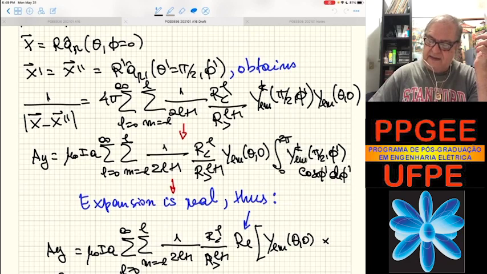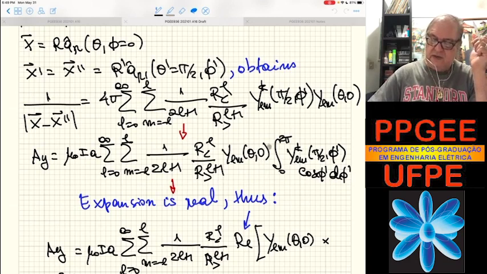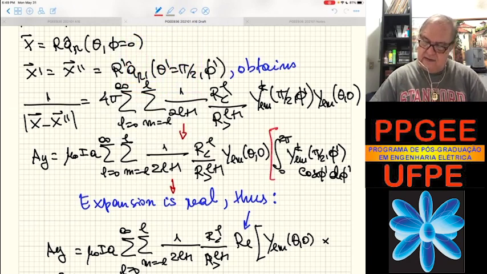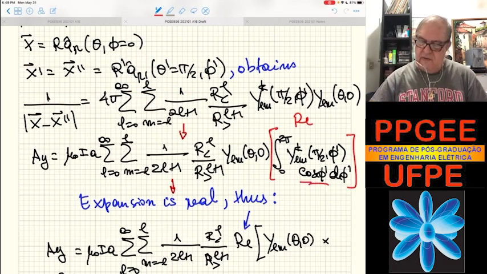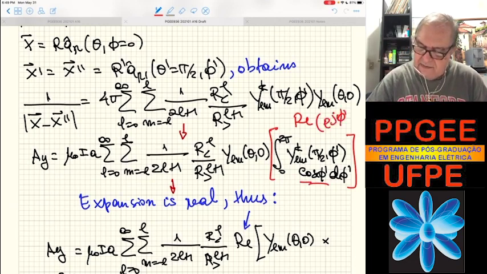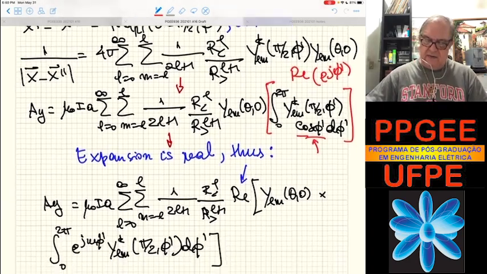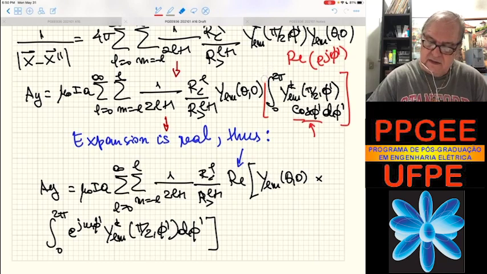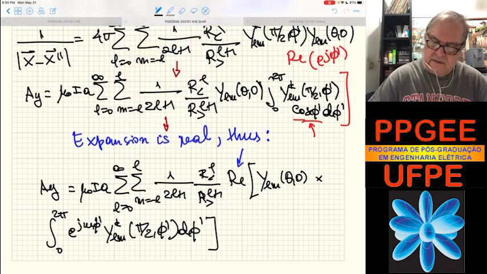So we have this YLM conjugate of theta equals pi over 2 phi prime times cosine of phi. Recalling that this number is real, we can simply pick the real part of this. We use the real part of exponential j phi prime, which gives cosine phi. So we can transform this integral. You can recall that YLM is complex, so we have to be careful to pick up the whole thing, which is complex.